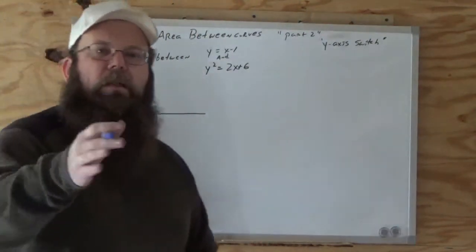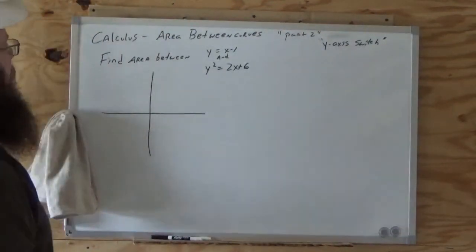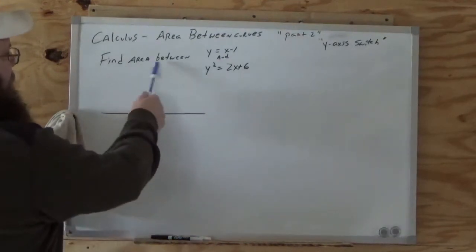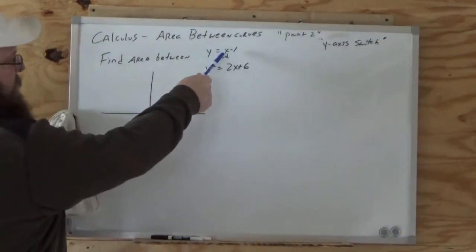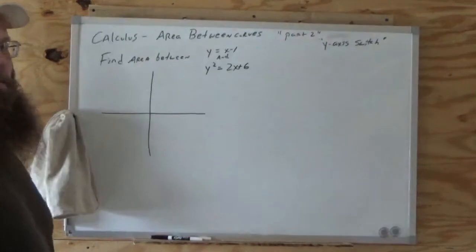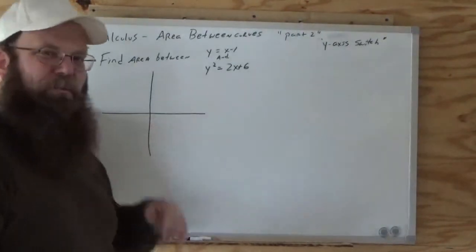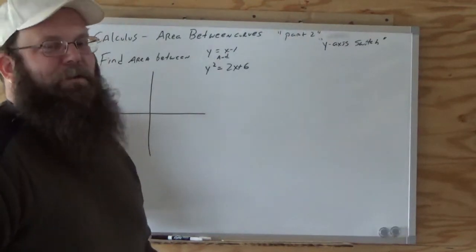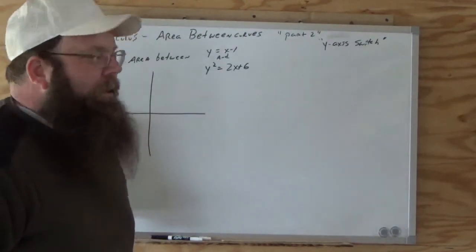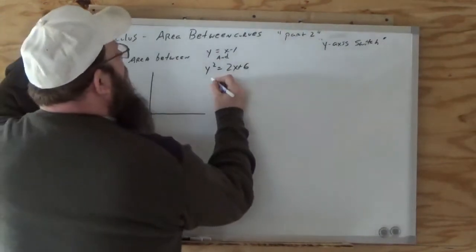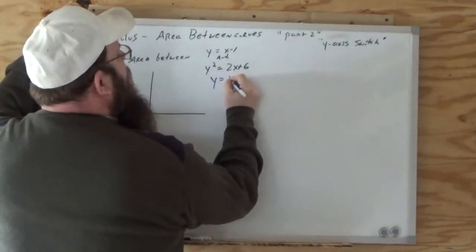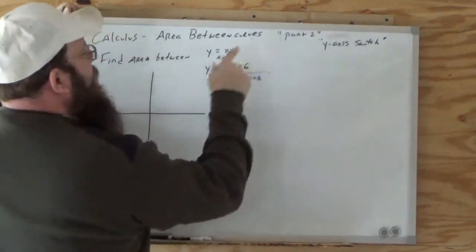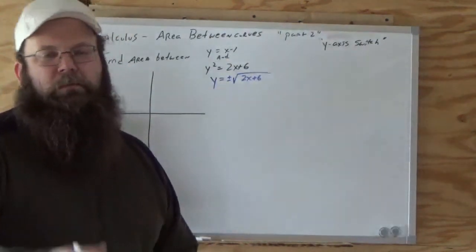So anyway, let's take a look at calculus here. Area between curves, a y-axis switch. Find the area between y equals x minus 1 and y squared equals 2x plus 6. Oh my gosh, look at that. This problem, they said y squared. Why would they do that? I don't know why, but all we have to do is do this. Y equals plus or minus square root. All you gotta do is square root it. Look at that. Problem solved.